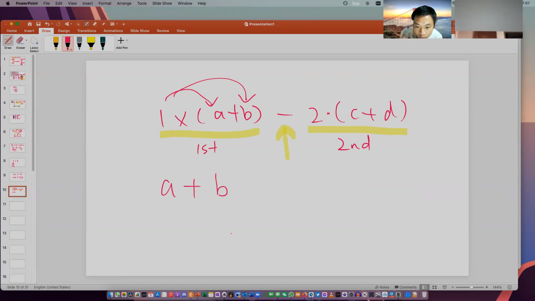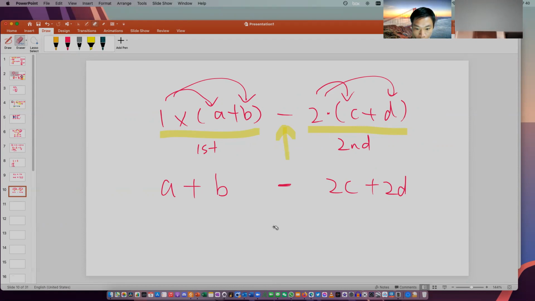Now move on to the second part. For the second part, you have the first arrow, you have the second arrow, you have 2C, and then you have plus 2D. Am I right? Okay, good. So what you're going to do next is, they are separated by a minus sign, right? Am I right?